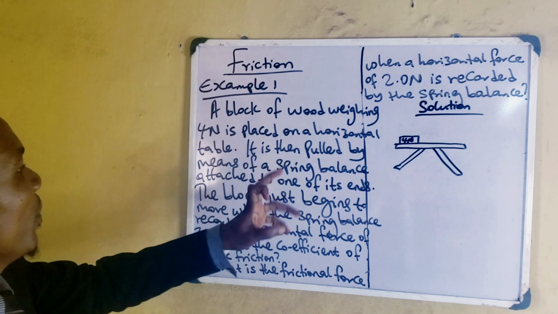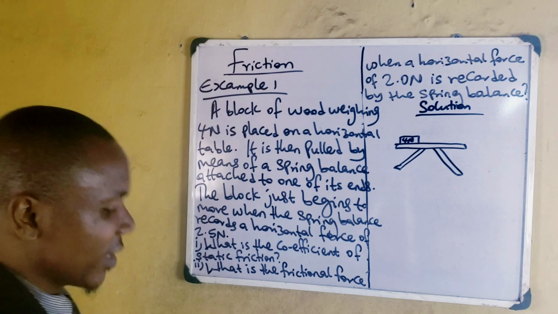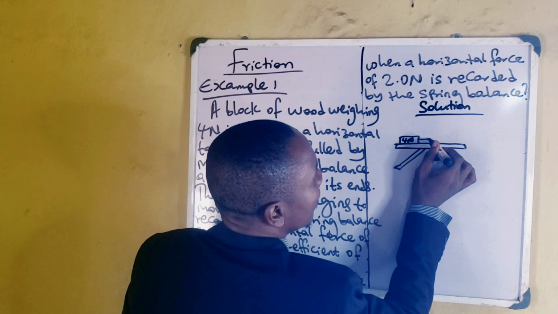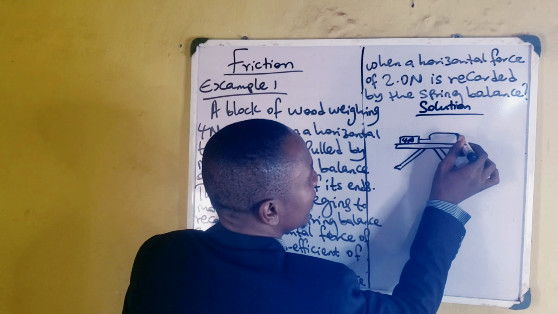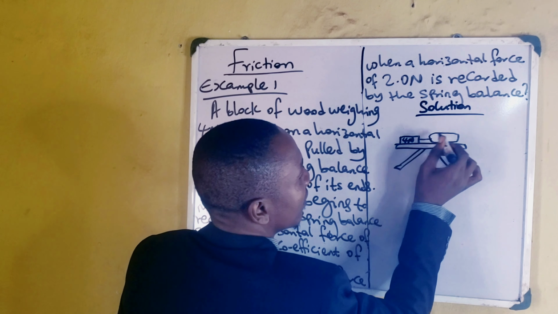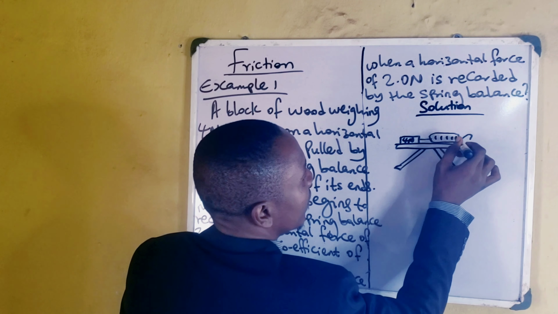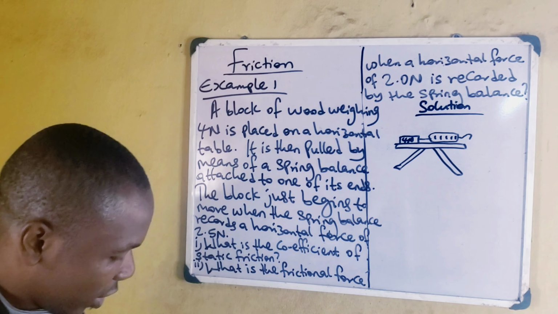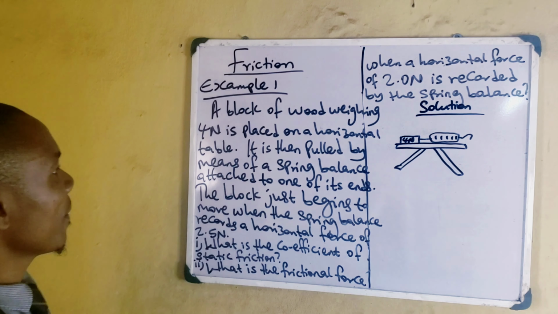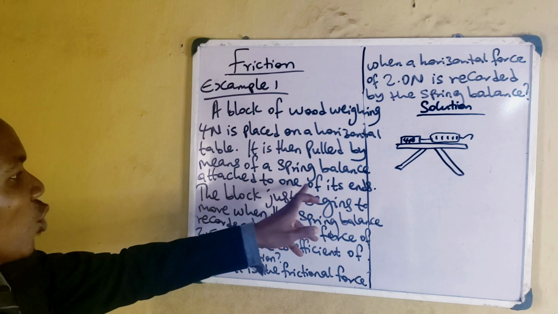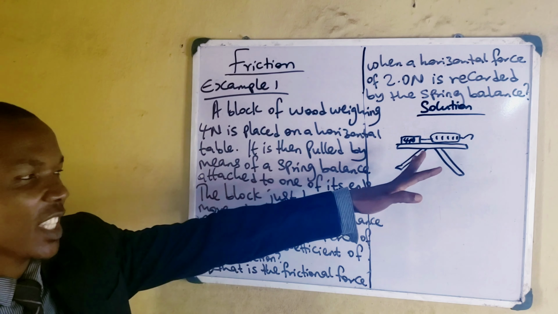Then it is pulled by means of a spring balance. Look at it here. It's being pulled like this. You have a spring balance like this. Can you see the spring balance here? All right, so it is being pulled by what? Spring balance. Can you see that? All right. Attached to one of its ends, I have drawn it here.